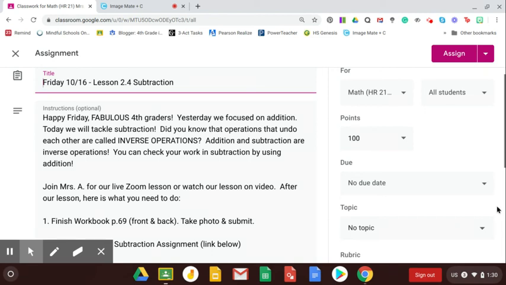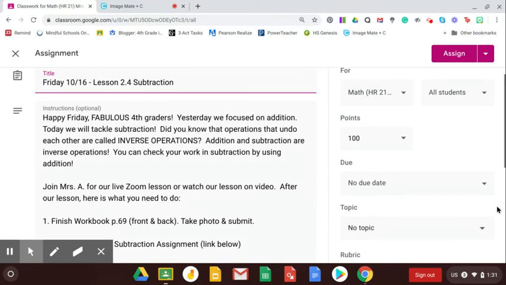Did you guys know that operations that undo each other are called inverse operations? Yep, addition and subtraction are inverse operations. So we can check our work in subtraction by doing addition. So are multiplication and division. They're inverses too. So our video lesson today will also be available live.